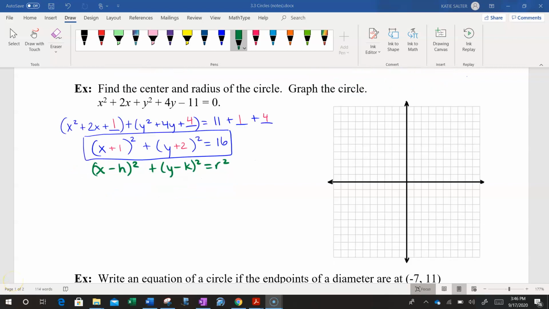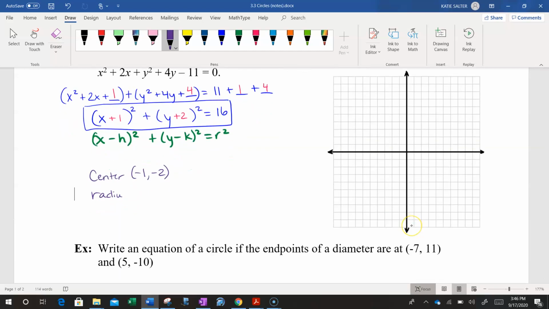So the next step is we want to graph it. And to graph it, we need to pick out the center and the radius. So in this case, the center of this circle, remember we take the opposite, is going to be negative 1, negative 2. And the radius of this circle, you always have to take the square root of what it's set equal to, because that's r squared, is going to be 4.